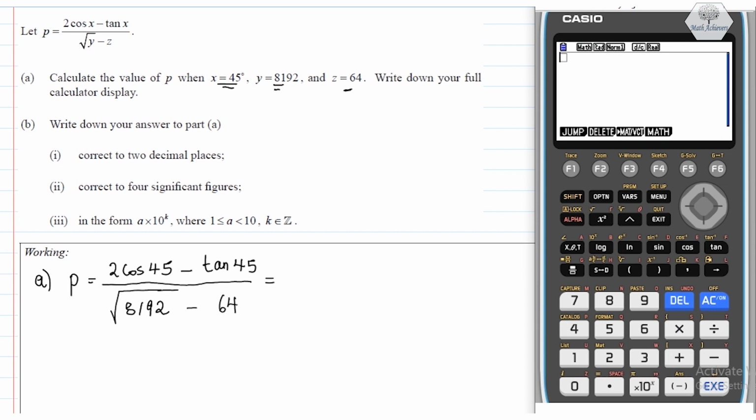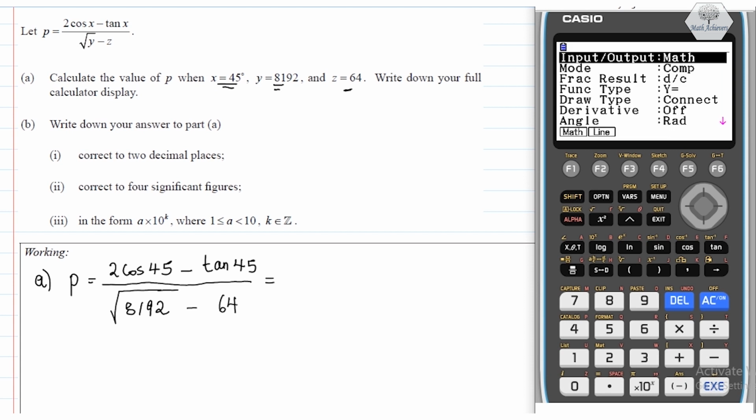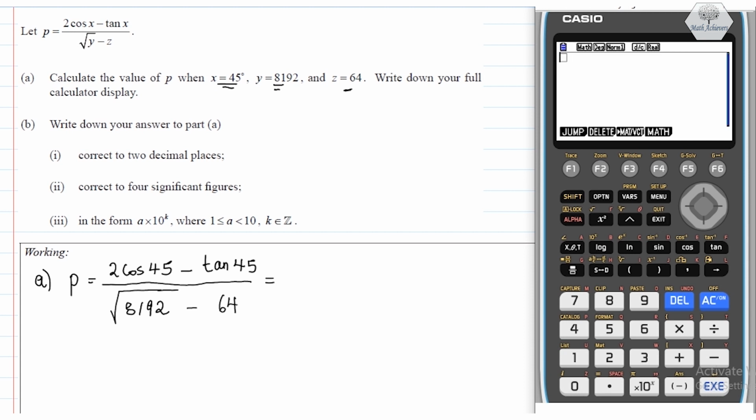The first thing we have to check is that we have the angles in degree measures. We go to shift and set up. We go to the angle and we have it in degrees. Now we have this fraction, which is 2 cosine 45 minus tan 45 over square root of 8,192 minus 64.